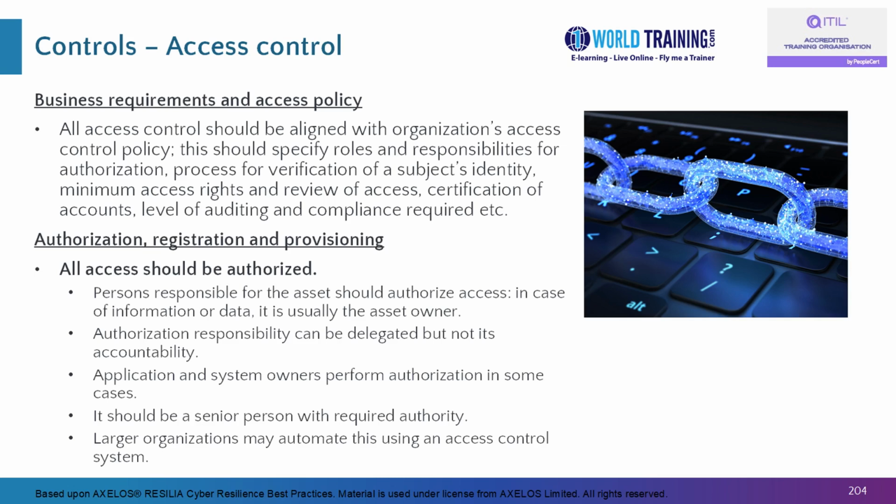Next, under access control, we have business requirements and access policy considerations. And that means all access control should be aligned with the organization's access control policy, which should specify roles and responsibilities for authorization and process for verification of the identity of someone, minimum access rights and review of access, certification of accounts, level of auditing and compliance required. All these need to be put in place.